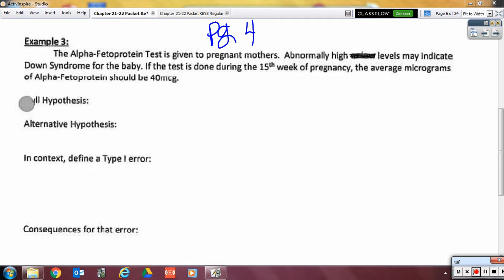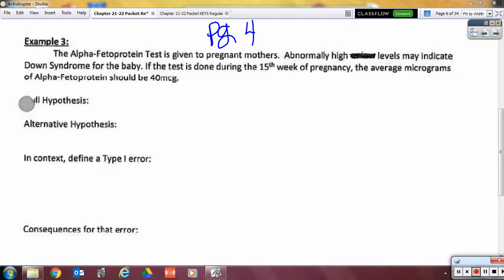Here we go. The alpha-fetoprotein test is given to pregnant mothers. Abnormally high levels may indicate Down syndrome for the baby. If the test is done during the 15th week of pregnancy, the average micrograms of alpha-fetoprotein should be 40 micrograms. So then we're going to have the null hypothesis and the alternative and all those kinds of things.